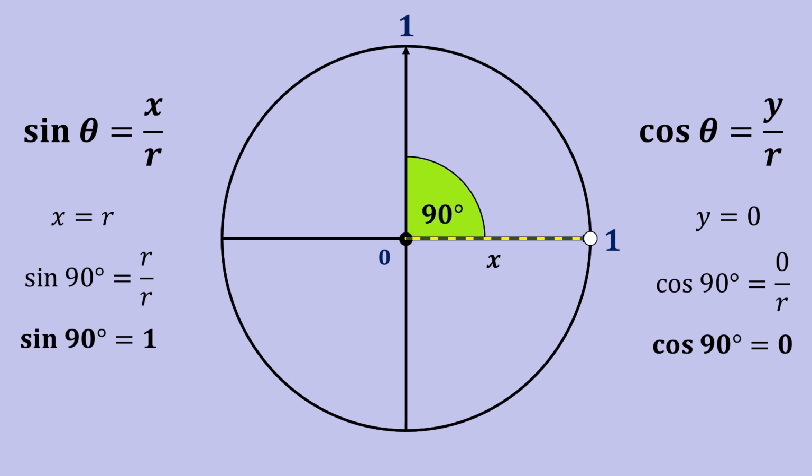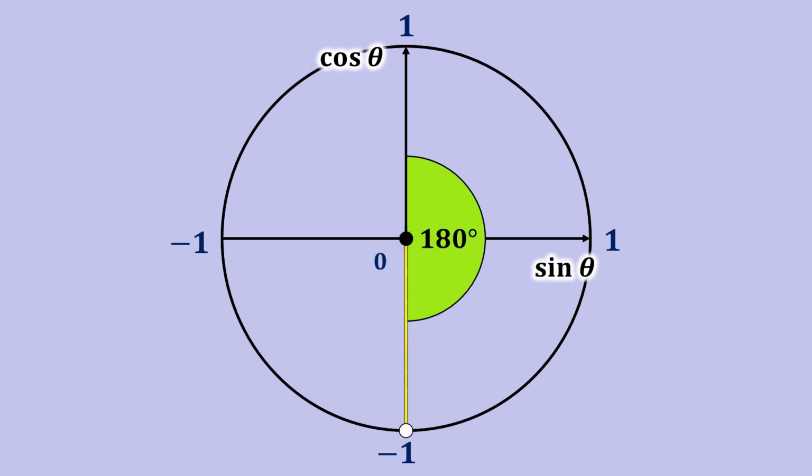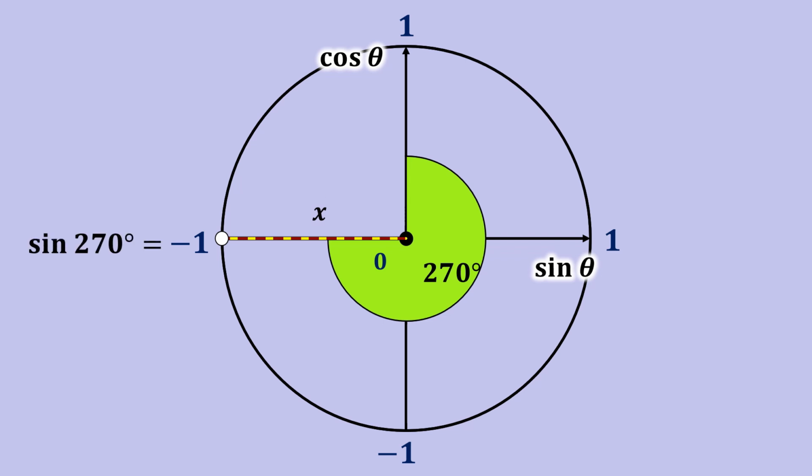The important thing to know here is that cosine is positive at the top and negative at the bottom, while sine is positive at the right but negative at the left. So sine 180 degrees is equal to 0, while the cosine is minus 1. At 270 degrees, the sine is minus 1, while the cosine is 0.